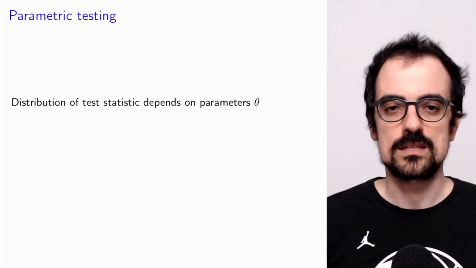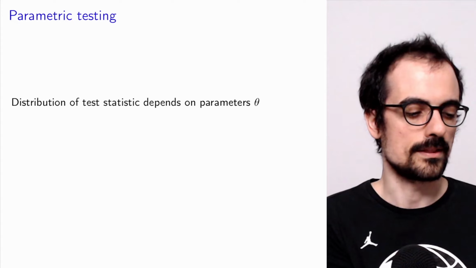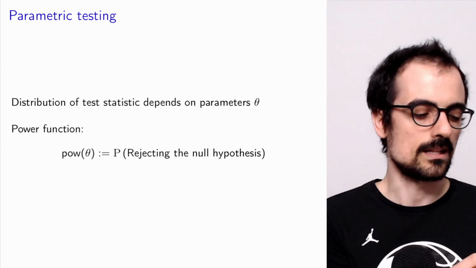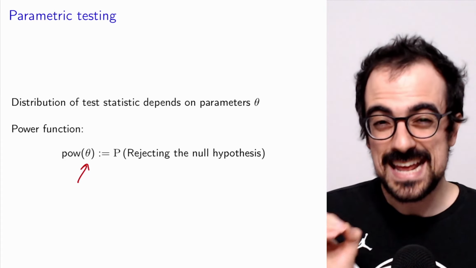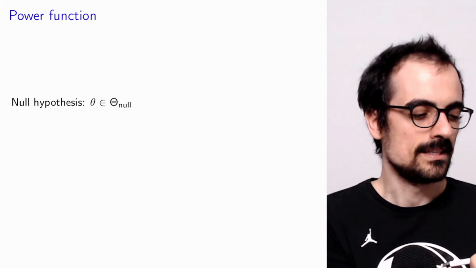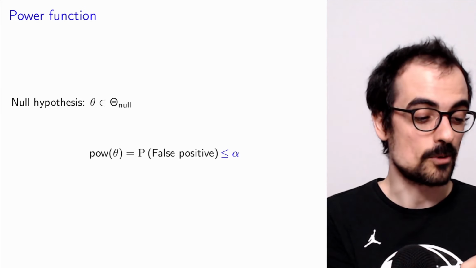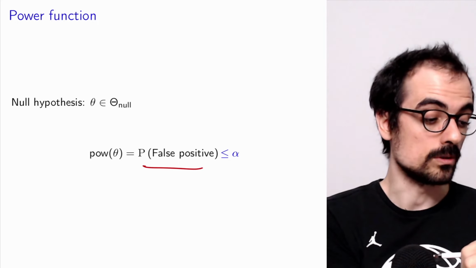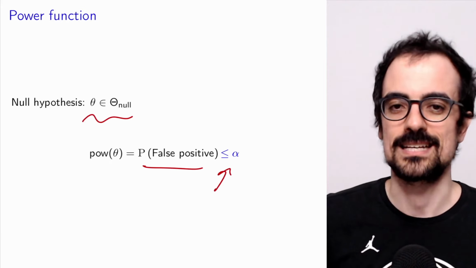And for that, we're going to remind ourselves that in parametric testing, we have the distribution of the test statistic, which depends on a certain parameter theta. And we're going to define a power function, which is the probability of rejecting the null hypothesis when the parameter is equal to theta. The name power function is slightly misleading because it can happen that the parameter corresponds to the null hypothesis. In that case, the power function is the probability of a false positive, right? Because we're rejecting the null hypothesis, but it holds. And for that, we know that it must be bounded by alpha. We have already shown this when we were discussing statistical significance.